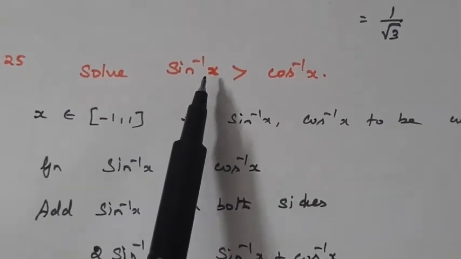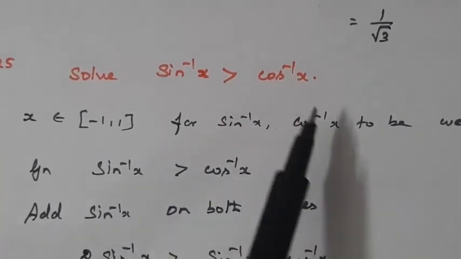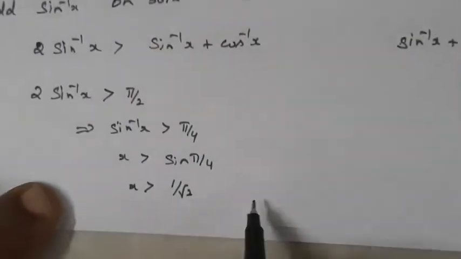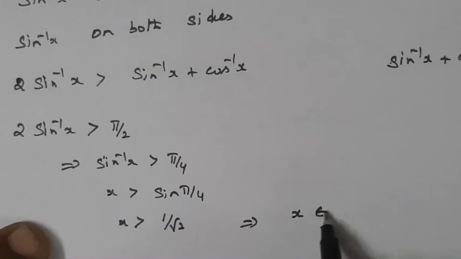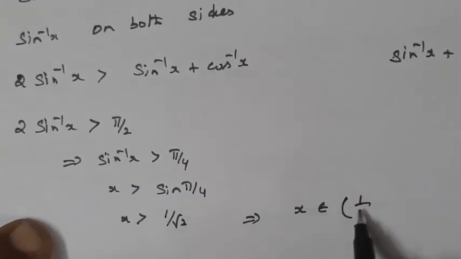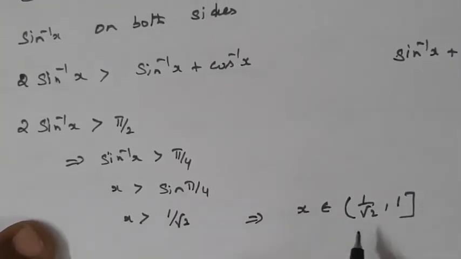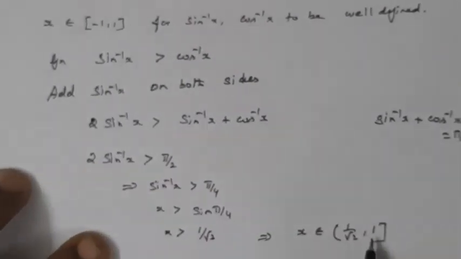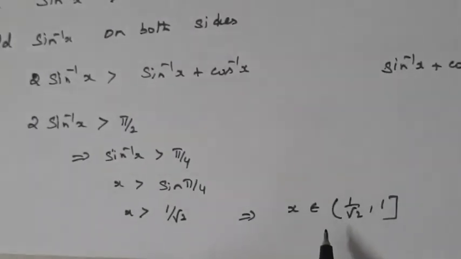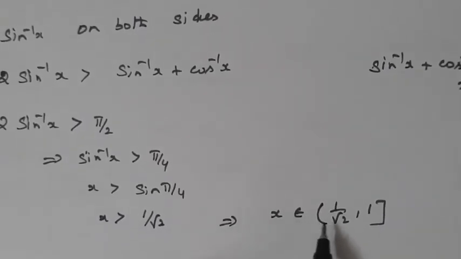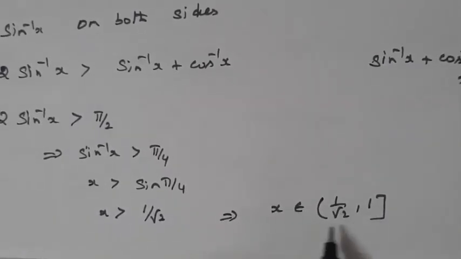But x should belong to the closed interval minus 1 comma 1 for sin inverse of x and cos inverse of x to be well defined. Therefore, the maximum value of x should be 1, and here it is greater than 1 by root 2. So this implies that x must belong to the open interval 1 by root 2 to closed interval 1, because x is simply greater than 1 by root 2, not equal to, so we have used the open interval there, and the maximum value for x is 1, therefore it is a closed interval. So this would be the solution set for x. Here we are not going to get x as a single value; we are getting values in between 1 by root 2 to 1. So it is a solution set.